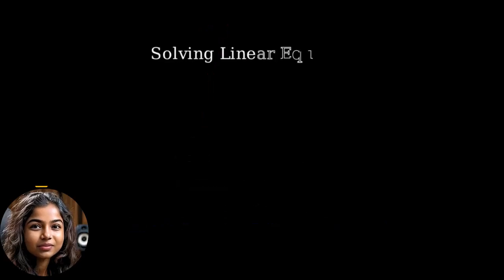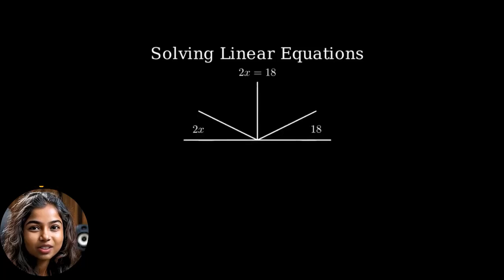Let's solve the equation 2x equals 18 step by step. Here's our starting equation. To solve for x, we need to isolate it on one side of the equation. Think of the equation like a balance scale. Whatever we do to one side, we must do to the other side to keep it balanced. Since x is being multiplied by 2, we need to divide both sides by 2 to isolate x. Remember, dividing by 2 is the same as multiplying by 1/2.